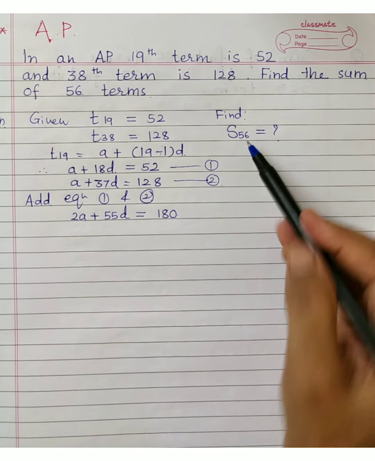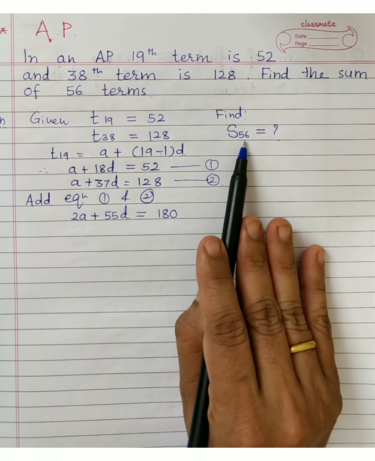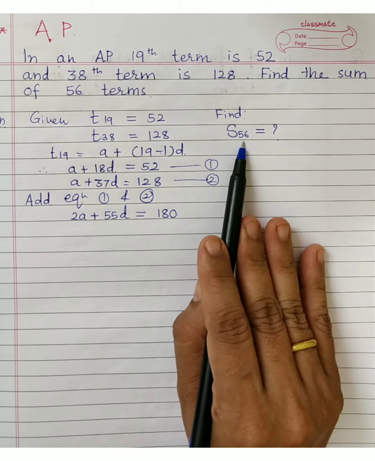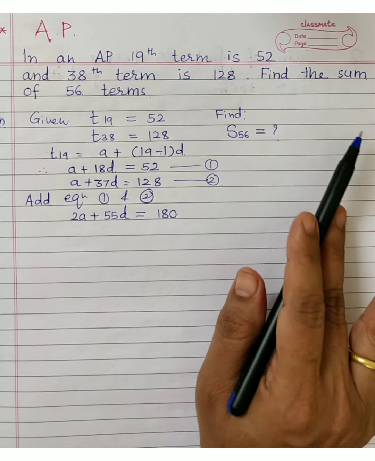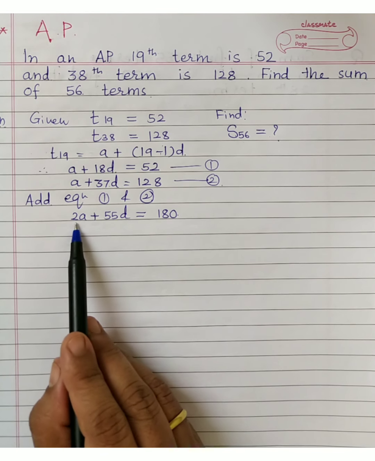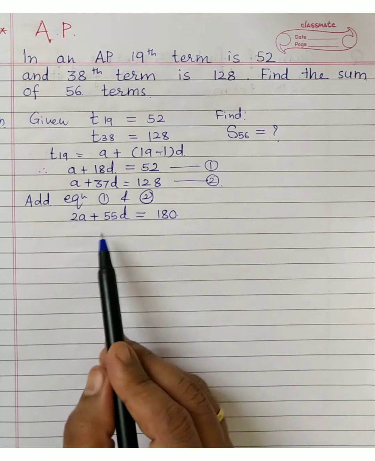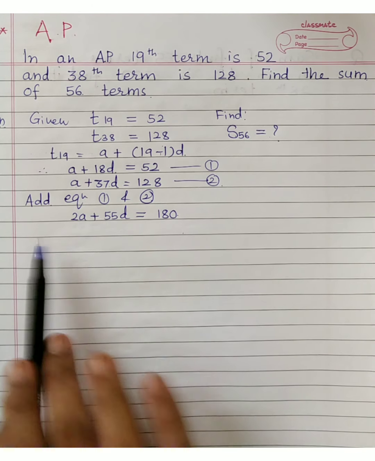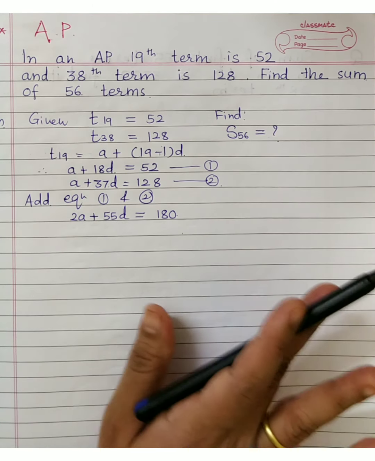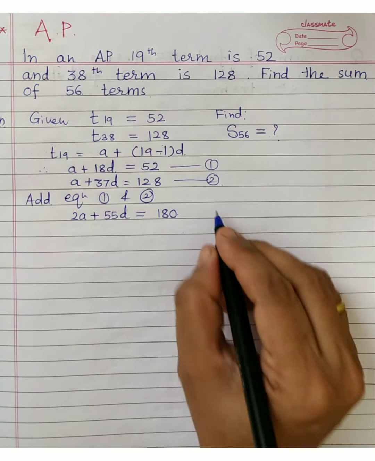Now, just keep in your mind that what you have to find is S56. What is the formula? N upon 2 bracket 2A plus N minus 1 into D. Now if you compare with 2A plus 56 minus 1, 55D, directly you are getting the expression. That is what I said. These are tricky sums. You need prior practice. That's it. Now we'll keep it aside.